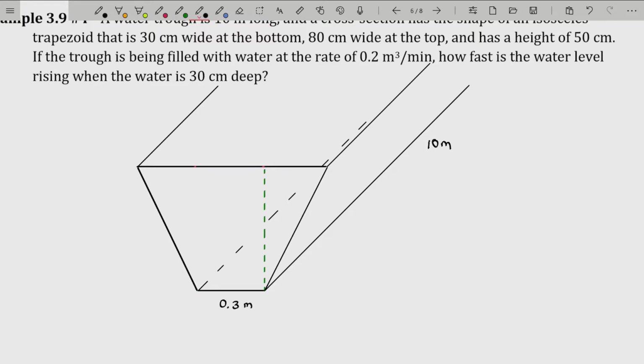The top, from here over, actually, you know what? I should not use black there. I'll use green. The top, from here all the way to there, is 80 centimeters, which is 0.8 meters. And the height is 50 centimeters, so this is 0.5 meters tall. That's what that dashed line is, the height.